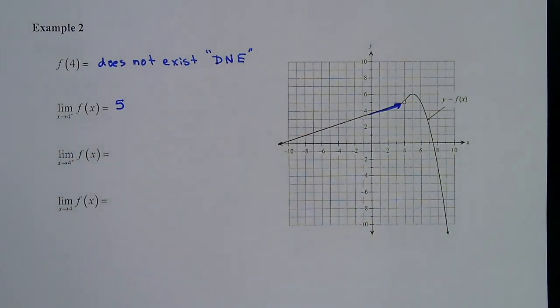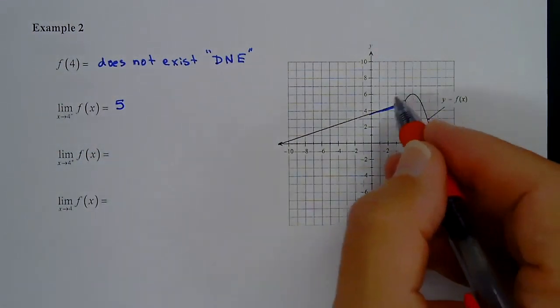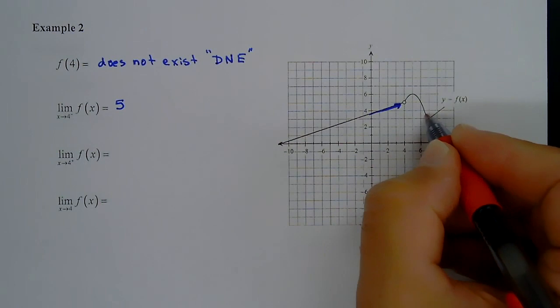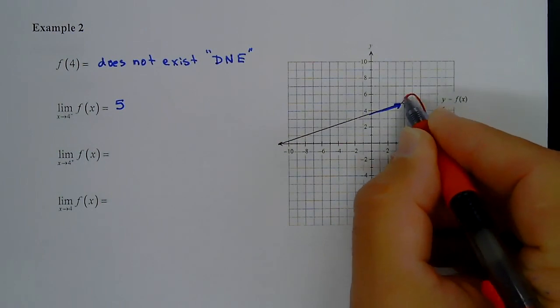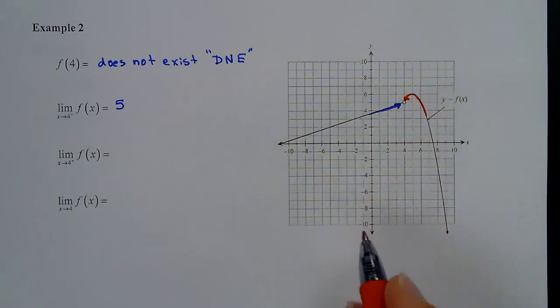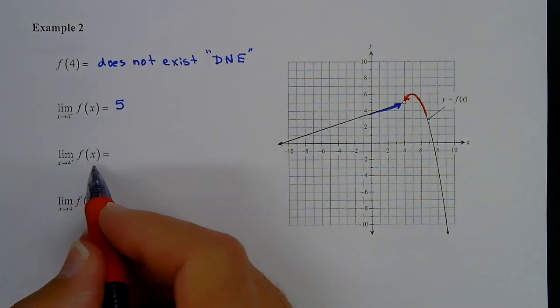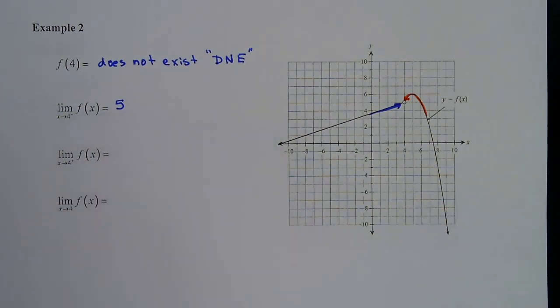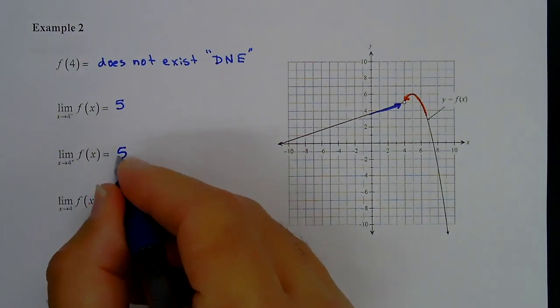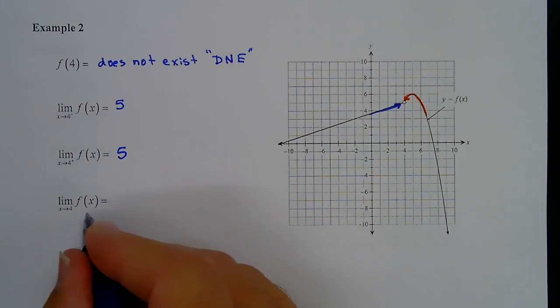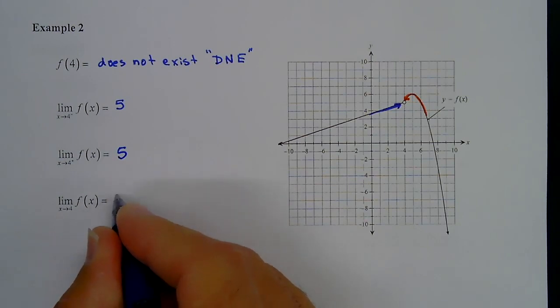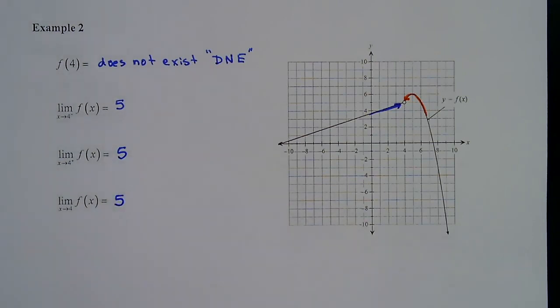Okay, how about from the right? So from the right, it's crawling along this parabola, right? And as we approach it from the right, we are also getting closer and closer to that open dot, right? And that open dot is at 5. So the limit as x approaches 4 from the right of f of x is equal to 5. And those two are the same. Therefore, the limit as x approaches 4 of f of x is 5. Okay?